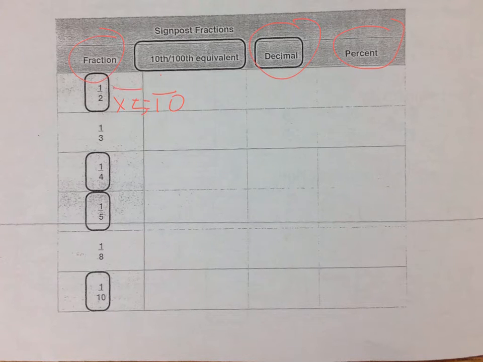But with fractions, whatever you do on the bottom, you have to do on the top. So I also multiply the top by 5. 1 times 5 is 5. So 1/2 is the same as 5/10. Now for my decimal, I know that this is the tenths place, so this becomes 0.5. In terms of percentage, I can add another 0 because this ends up being 50%. I multiply it by 100.